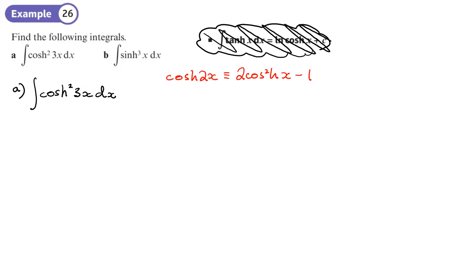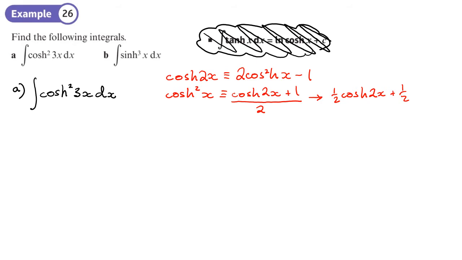Now if we rearrange that, we'll get cosh squared x is equivalent to cosh 2x plus 1, and then that's all divided by 2, but it might be more helpful to write it in the form half cosh 2x plus a half. So that's the replacement we're going to do.